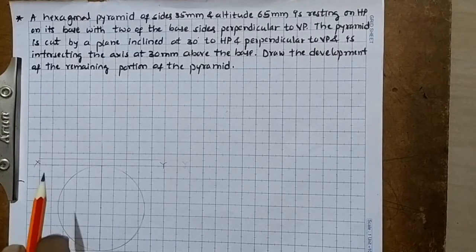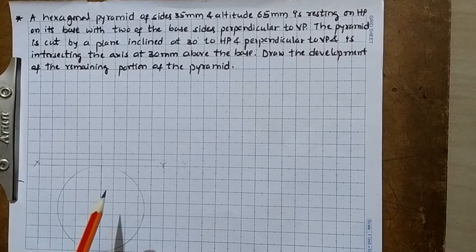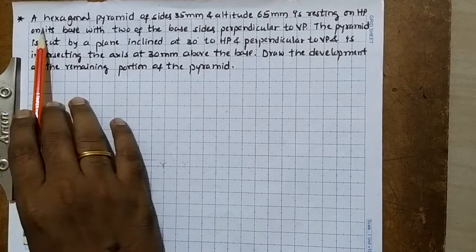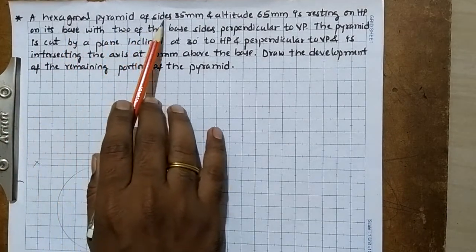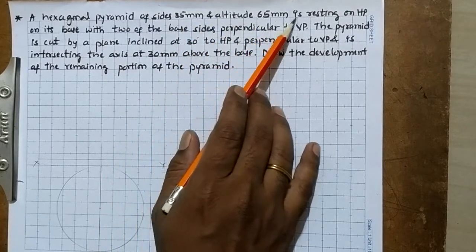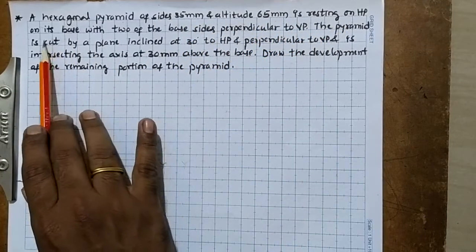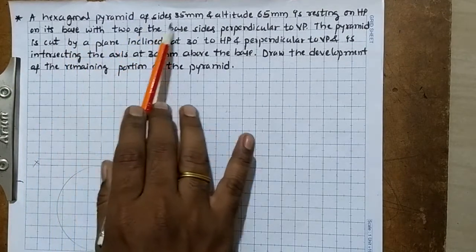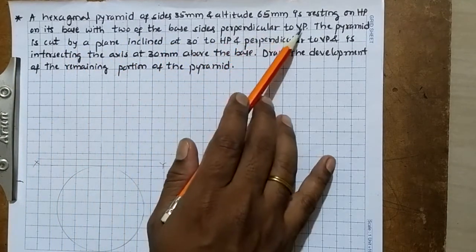Hi, I am going to discuss with you the problem on development. The problem is like this: a hexagonal pyramid of size 35 mm and altitude 65 mm is resting on HP on its base with two of the base sides perpendicular to VP.